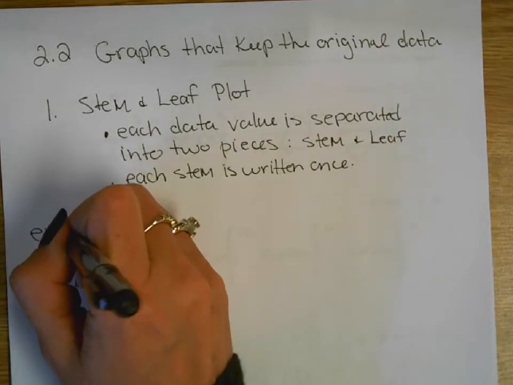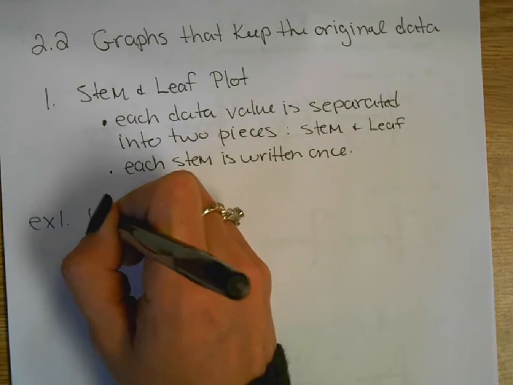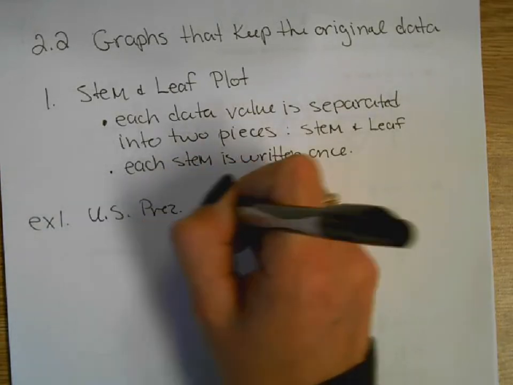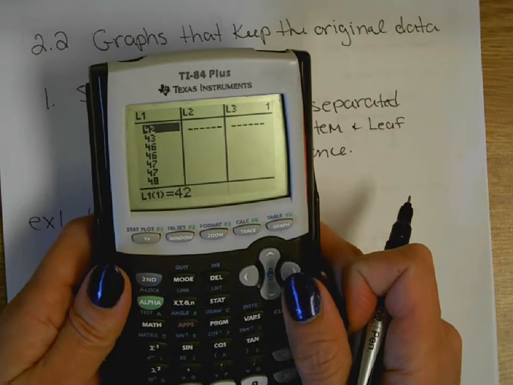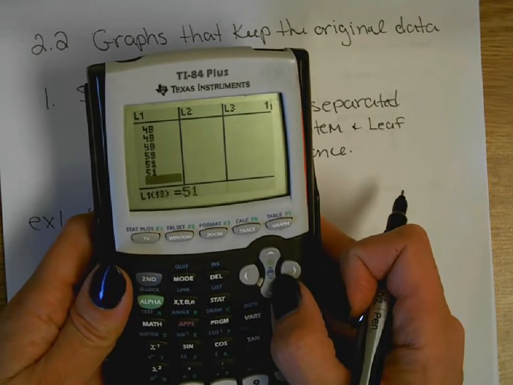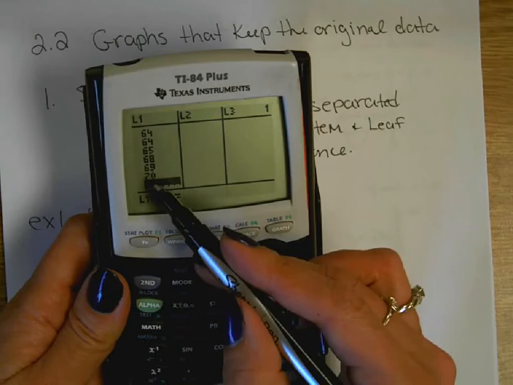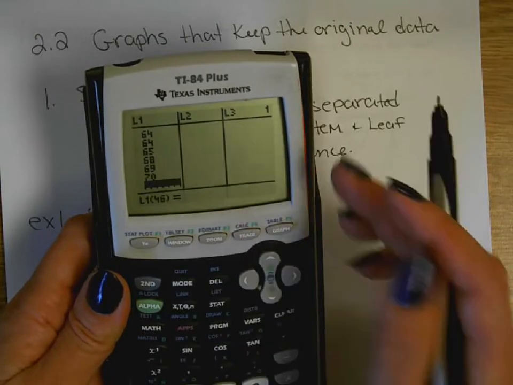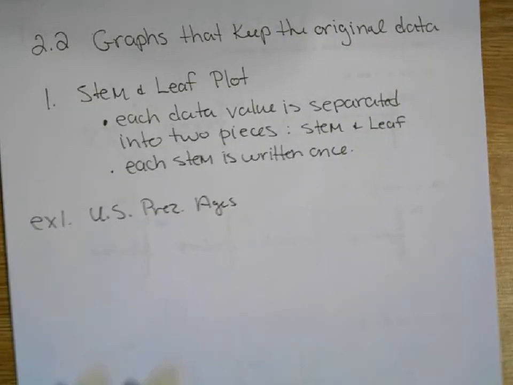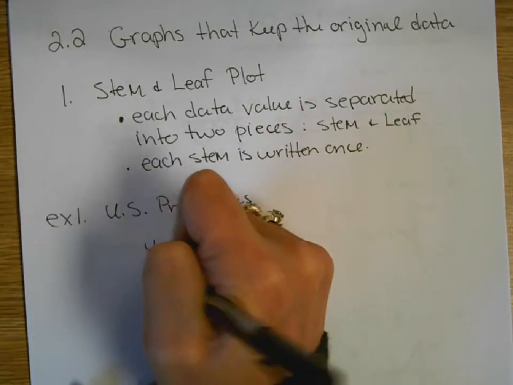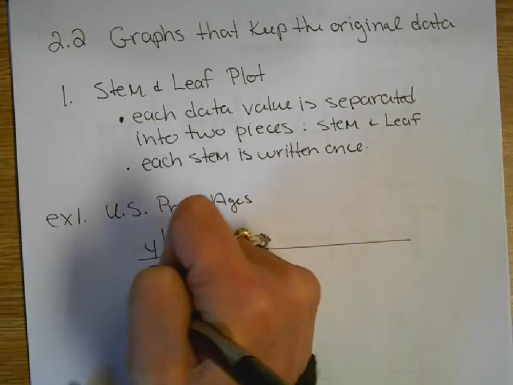So our first example is going to be to make a stem and leaf plot of those presidential ages at inauguration, the U.S. President ages. Okay, so I have my calculator with them in order. If you remember, our youngest president was 42, and our oldest was, or is, Donald Trump at 70 when he started. So with a two-digit number, your tens digit is going to be your stem, and your ones digit is going to be your leaf. So we need stems of 4, 5, 6, and 7. All of your 40s get in one row, 50s, 60s, 70s. It goes like this.